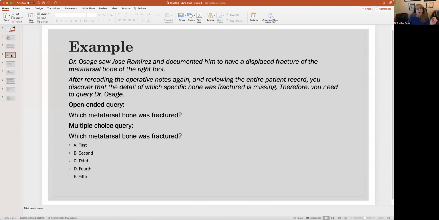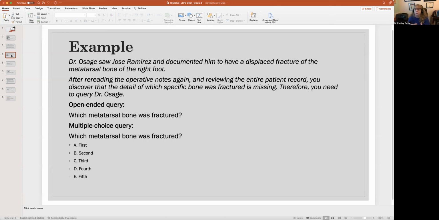Dr. Osage saw Jose Ramirez and documented him to have a displaced fracture of the metatarsal bone of the right foot. Well, that sounds very complete, doesn't it? After rereading the op notes and reviewing the entire patient record, you discover that the detail of which specific bone was fractured was missing. Remember, there are 5 metatarsal bones. And as you look at the codes, sometimes you don't even realize you need that information until you get to looking it up in the coding manual, that this is not one code.